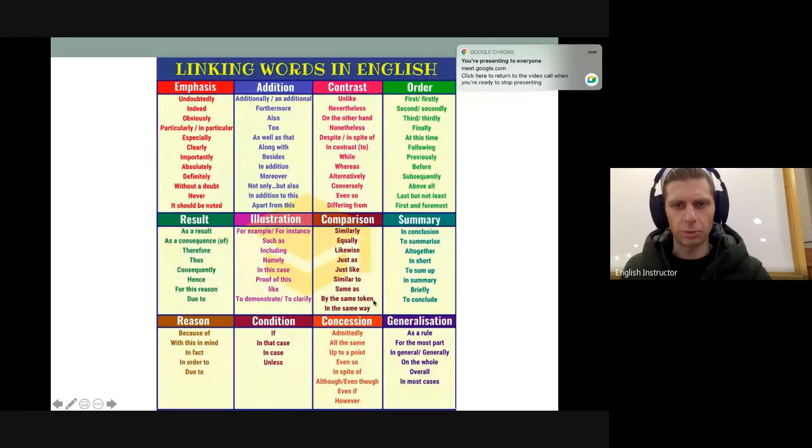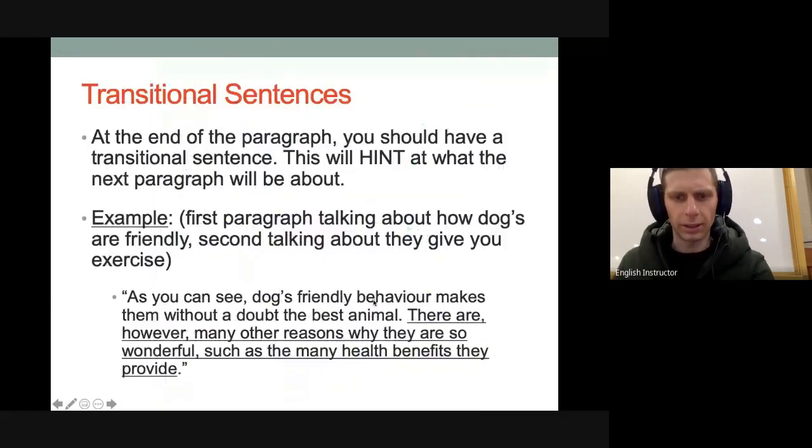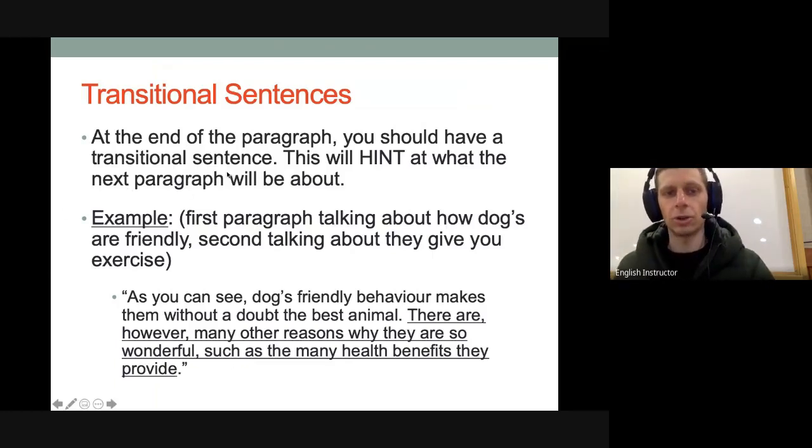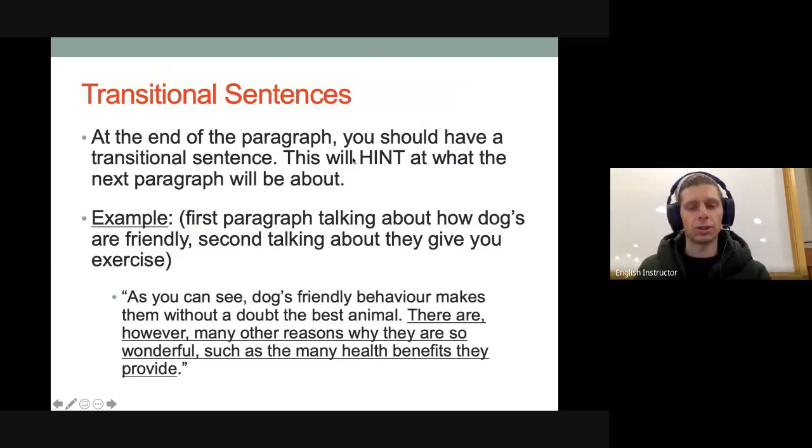Not quite concession. What would be the right one here? I guess it's still a concession. So we're conceding. We're giving the point. The behavior is what makes them the best animal. There's no doubt. But there are other reasons, and then we gave the hint. It will be about health benefits. So you can definitely end your paragraph with a transitional sentence, and that would be a good use of transition.